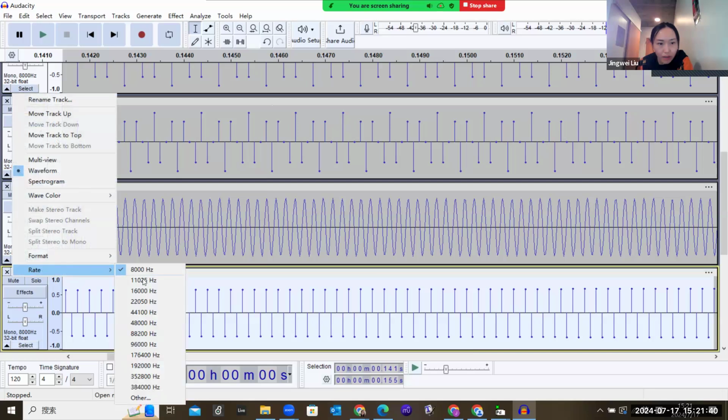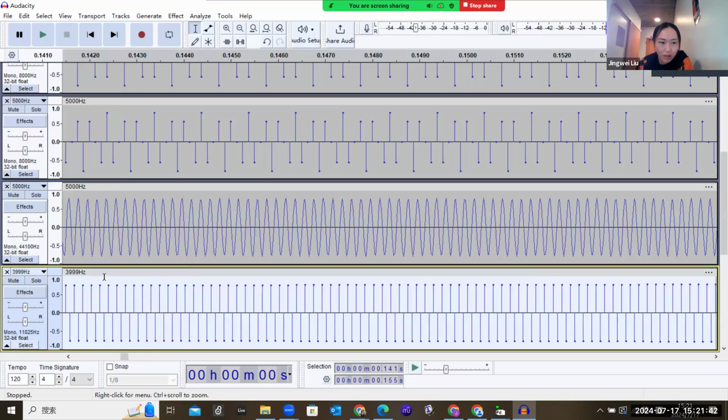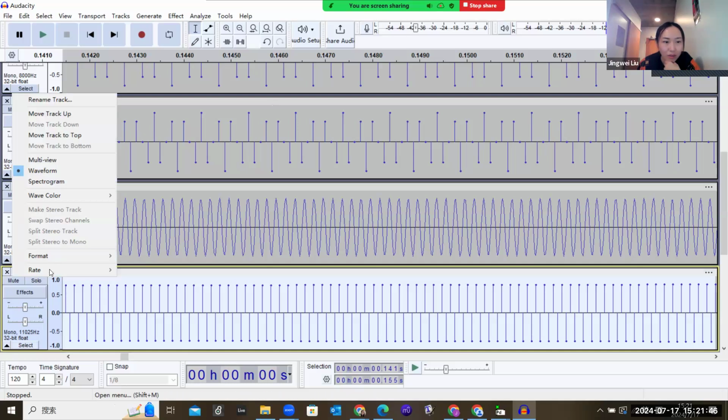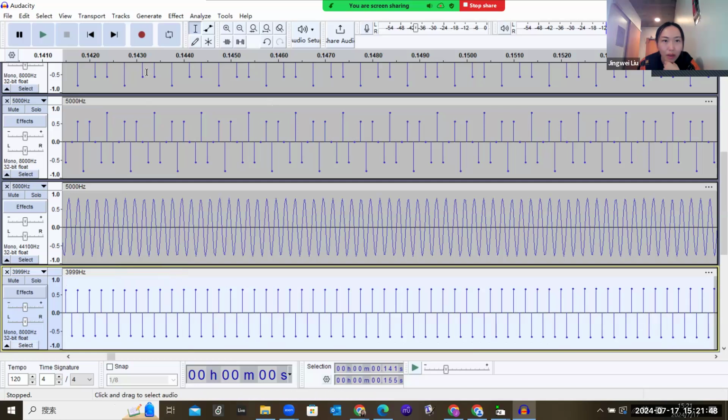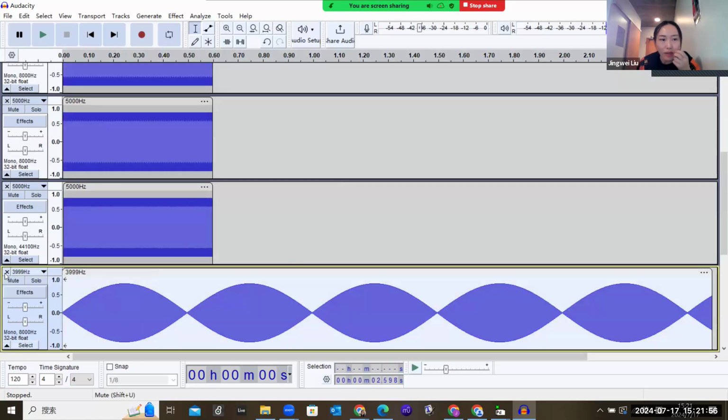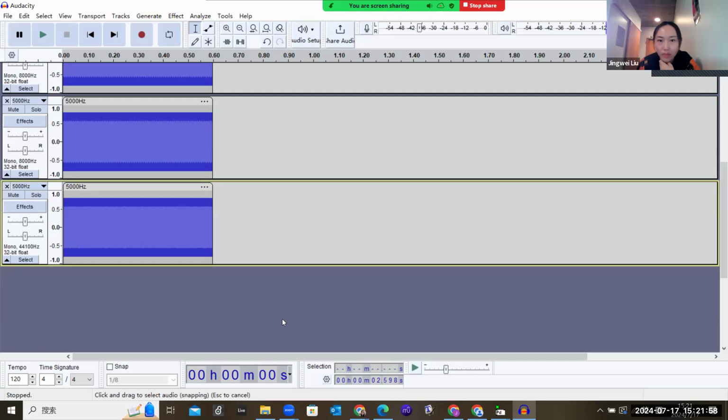But if we change the rate to this, oh, it's the same. So it's not a good way to do it. Let me change this back. I'm not going to try this out because it's the same Audacity, it's the same result. So let me delete this.